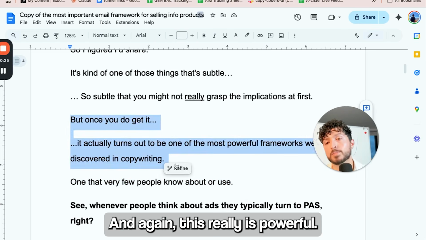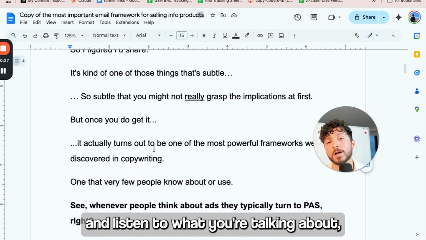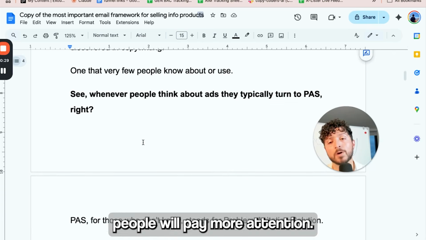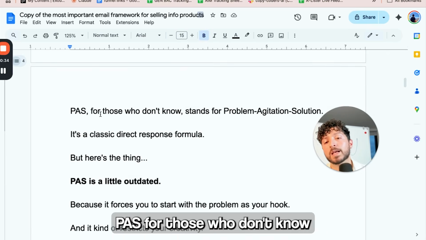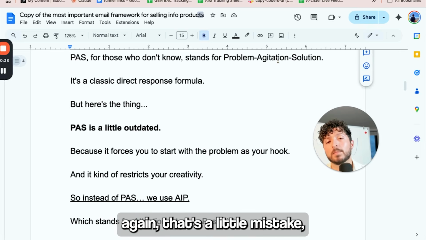And again, this really is powerful. So if you want people to pay attention and listen to what you're talking about, do these processes. People will pay more attention. See, whenever people think about ads, they typically turn to PAS, right? PAS, for those who don't know, stands for problem, agitate, solution. Again, that's a little mistake.